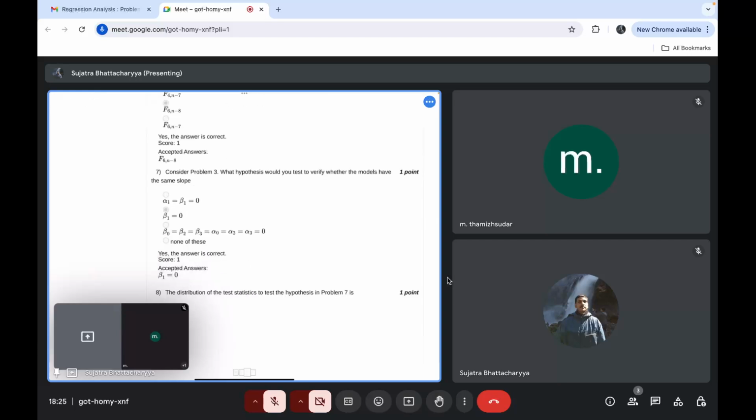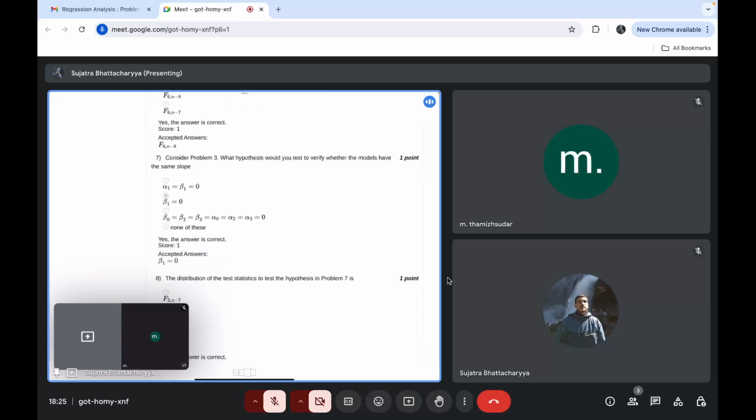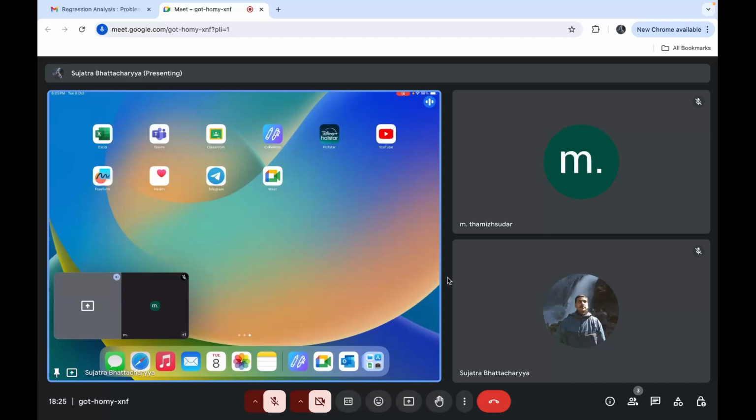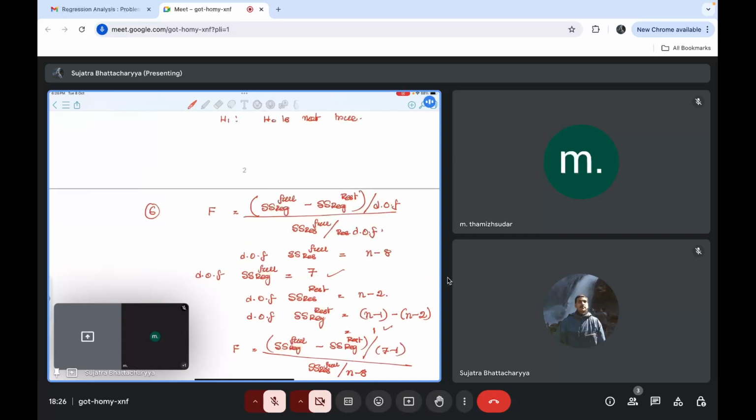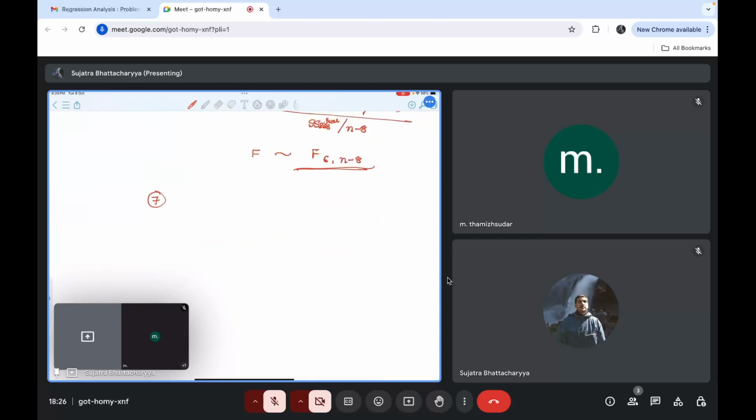Next is consider problem 3. What hypothesis would you test to verify the models have same slope? Okay, same slope. Okay, let's now come to this. This is, I think, 7, right? So this was 6, yes, 7. Models having same slope, have same slope. You have to test for it.